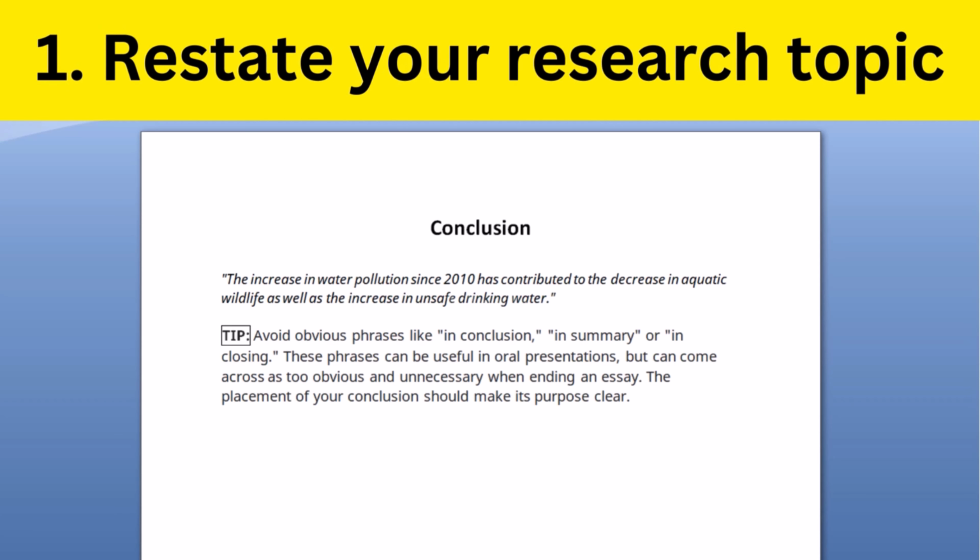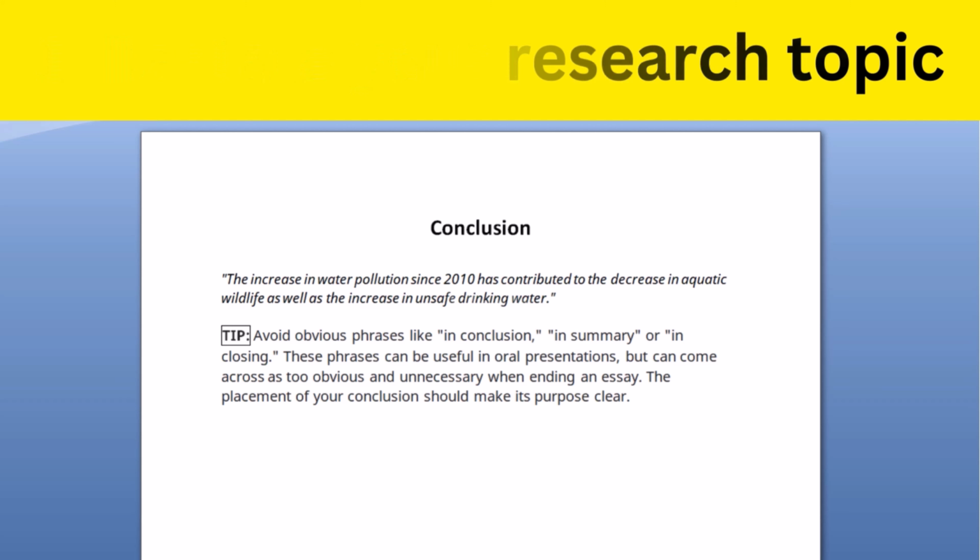Your first step when writing your conclusion should be to restate your research topic. Typically, one sentence can be enough to restate the topic clearly, and you will want to explain why your topic is important. This part of your conclusion should be clear and concise and state only the most important information.